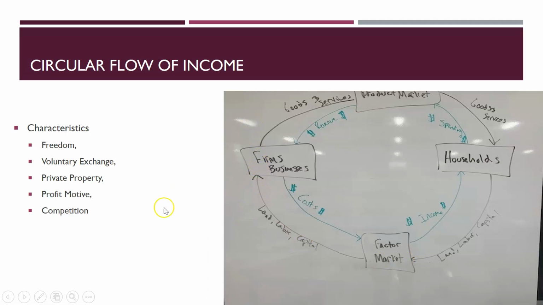All right, so just kind of know where certain situations might be happening. And the questions are usually, is it happening in the factor market or the product market? Factor market, businesses are demanding or buying the land, labor, and capital. Product market, businesses are selling those goods and services.